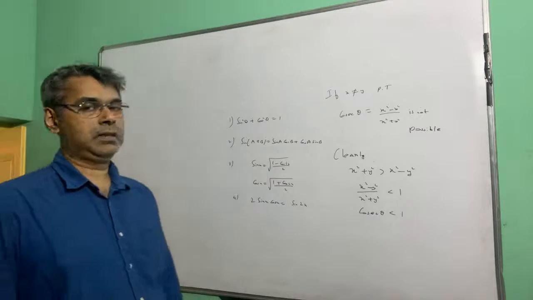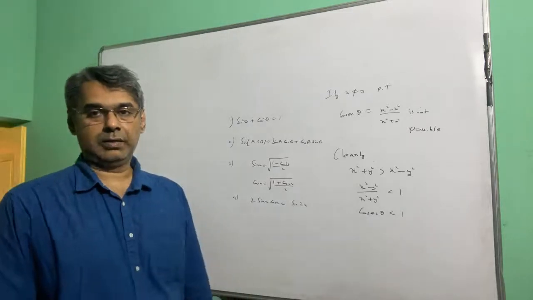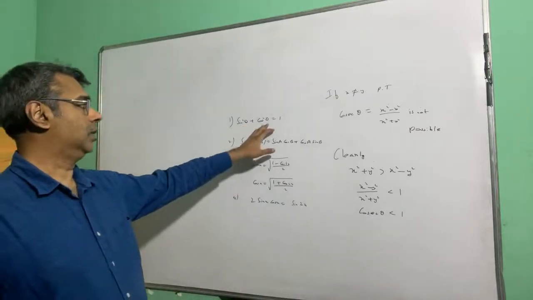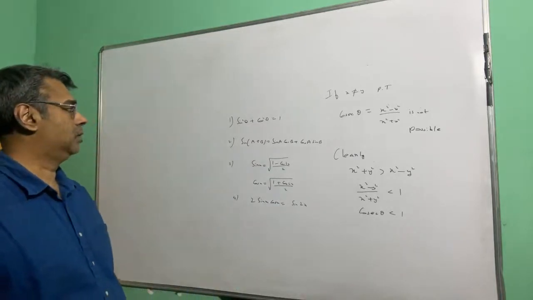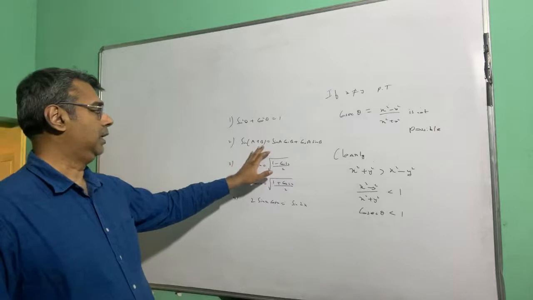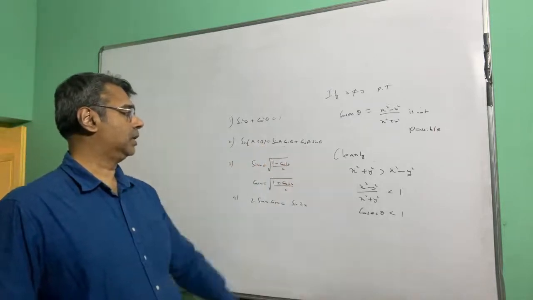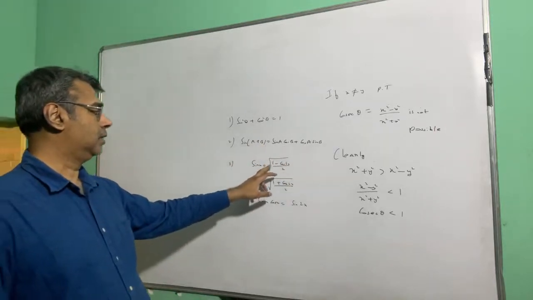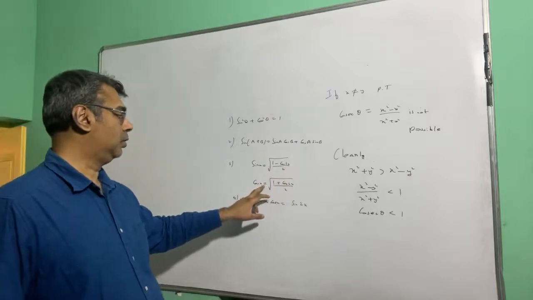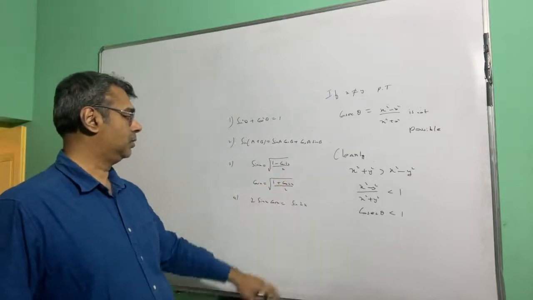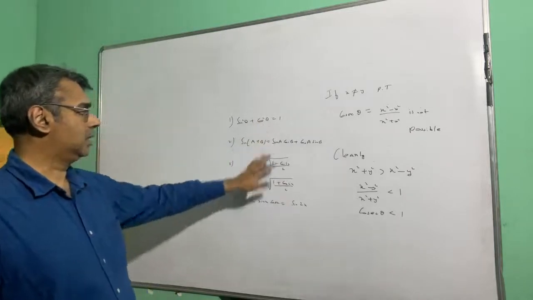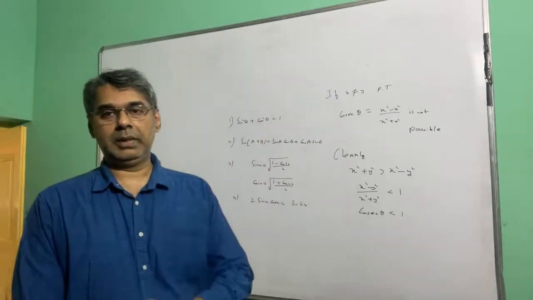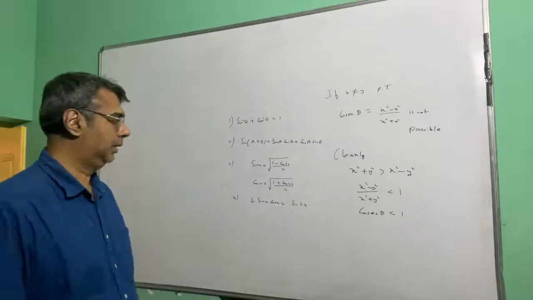Now we'll have a look at some fundamental identities of trigonometry. These are all very well known, famous trigonometric identities. Sine square theta plus cos square theta is 1. Sine of a plus b is sine a cos b plus cos a sine b. Sine x is root over (1 minus cos 2x) by 2. Cos x is root over (1 plus cos 2x) by 2. And 2 sin x cos x is sin 2x. So these are some very fundamental identities of trigonometry.